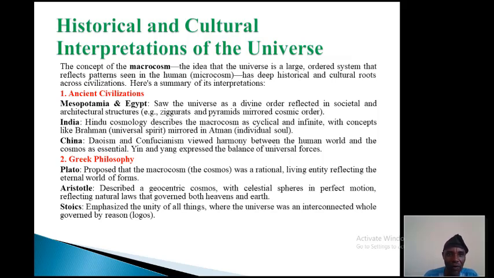Ancient civilization, we have Mesopotamia and Egypt. They saw the universe as a divine order reflected in societal and architectural structure. The Indians, among the Hindus, cosmology described the macrocosm as cyclical and infinite, with concepts like Brahman, universal spirit, mirrored in Atman, individual soul.